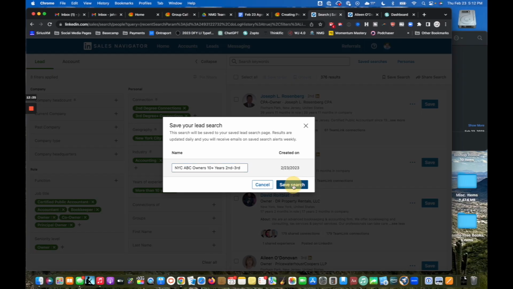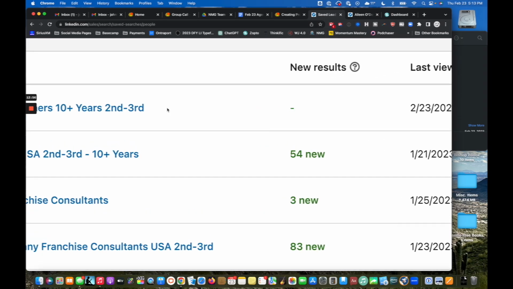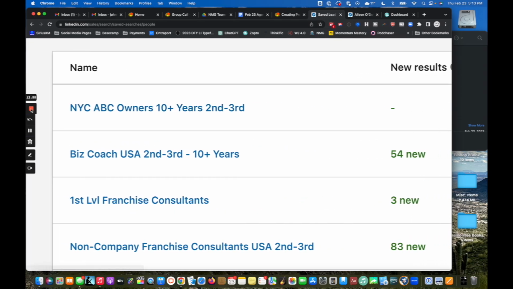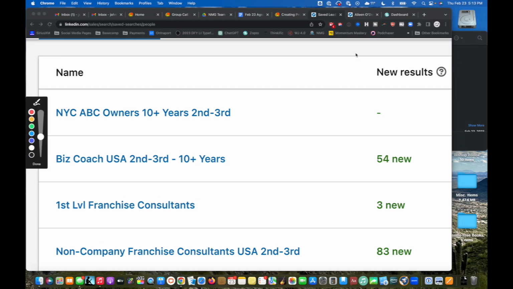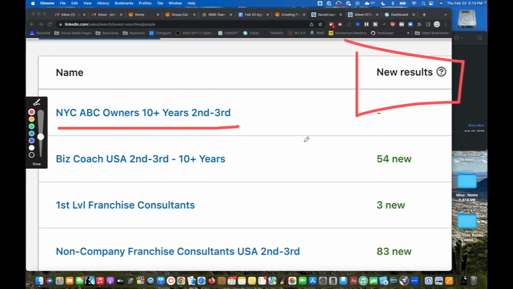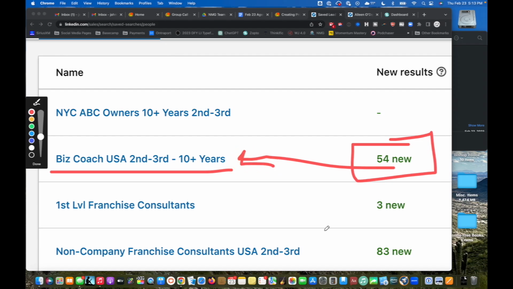Now, save the search. Key thing I want to show you, LinkedIn doesn't stop searching. So when you go to your saved searches, notice this new results tab. So I'm going to get my little pointer here. Okay. I just built this list, right? If I come back in a day, 2 days, a week, it's going to say, hey, I found 54 new people that fit that criteria.